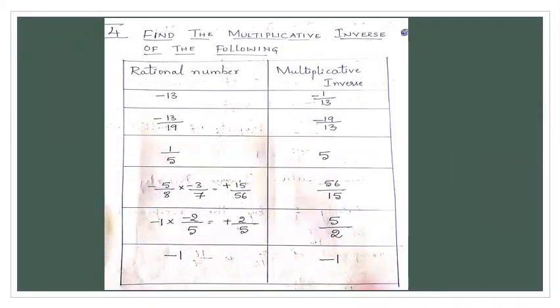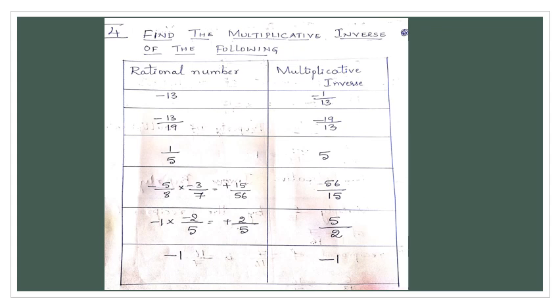Children, this is the fourth main of your 2.1 exercise. In the fourth main, we want to find the multiplicative inverse for the following. Here they are given some rational numbers. For them, we want to write the multiplicative inverse. For every rational number, its reciprocal is considered as multiplicative inverse. Children, there is no change in the sign. Note that while writing the multiplicative inverse, there is no change in the sign. While writing the additive inverse, only there is the change in the sign.